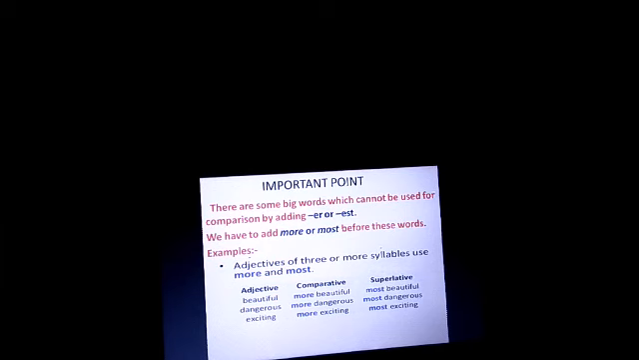I have taken a few examples here. You know the word interesting. Interesting, more interesting, most interesting. Intelligent, more intelligent, most intelligent. We have to follow these because with big words we can't use ER or EST. At that time we have to use more or most.